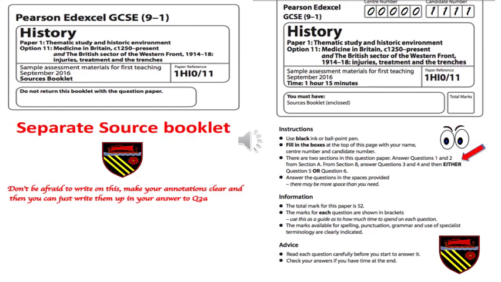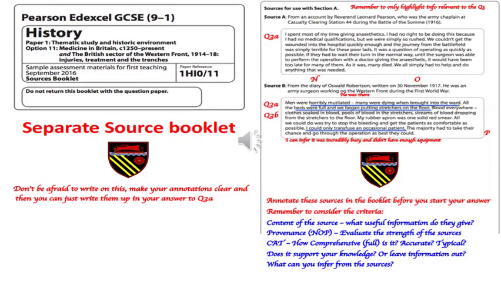You'll see there that you've just got a couple of sources, source A and source B. Remember to highlight only the relevant information on the questions. If you highlight everything, you're highlighting nothing. But write all over it. I mean, this is yours to use in the exam. Make sure you annotate the sources before you start your answer.